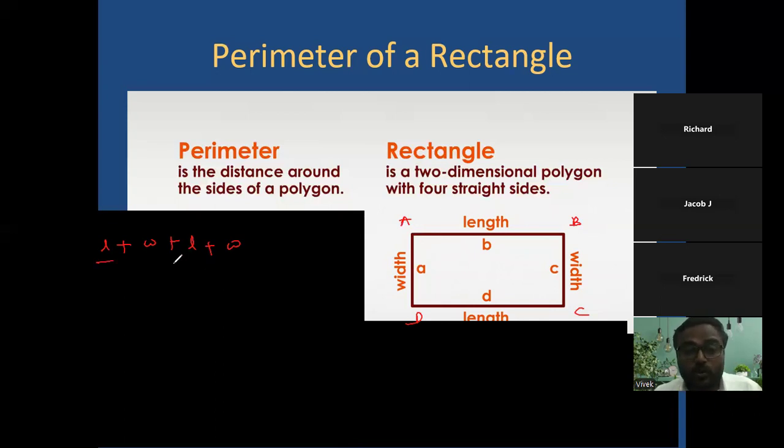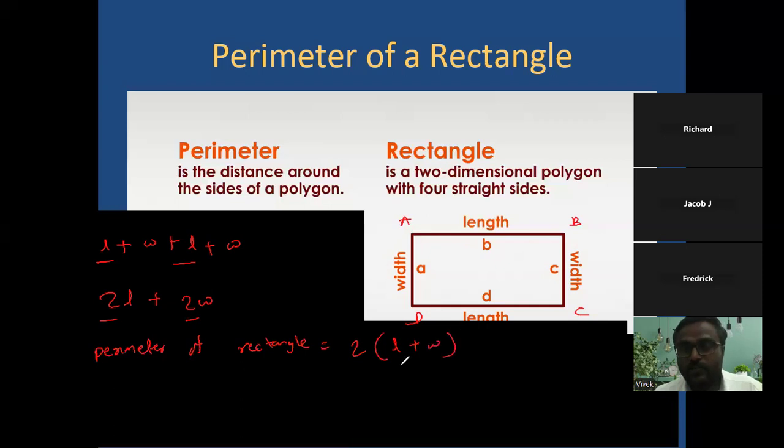So what do I have? 2 times length plus 2 times width. This is going to be the perimeter of any rectangle. You can also write it like this: perimeter of a rectangle is equal to 2 times, I'm taking this 2 as common, length plus width. Come on, guys, write it down somewhere. This formula is going to be helpful for you.